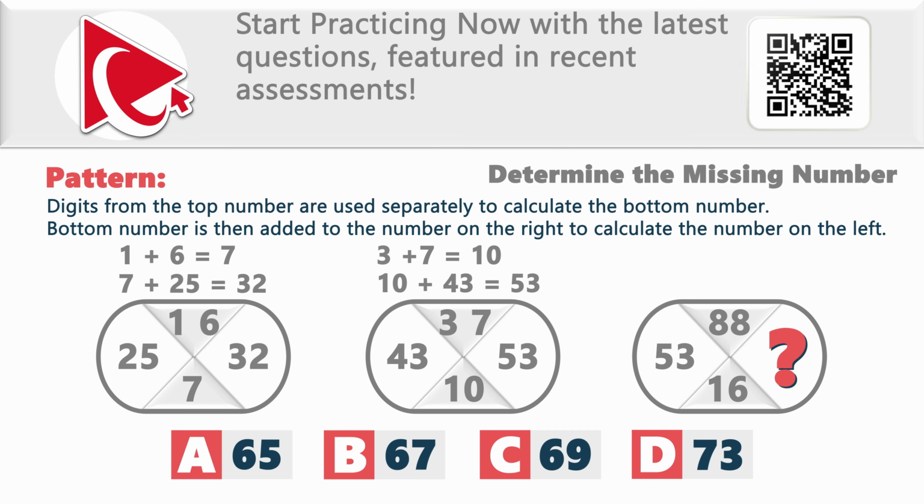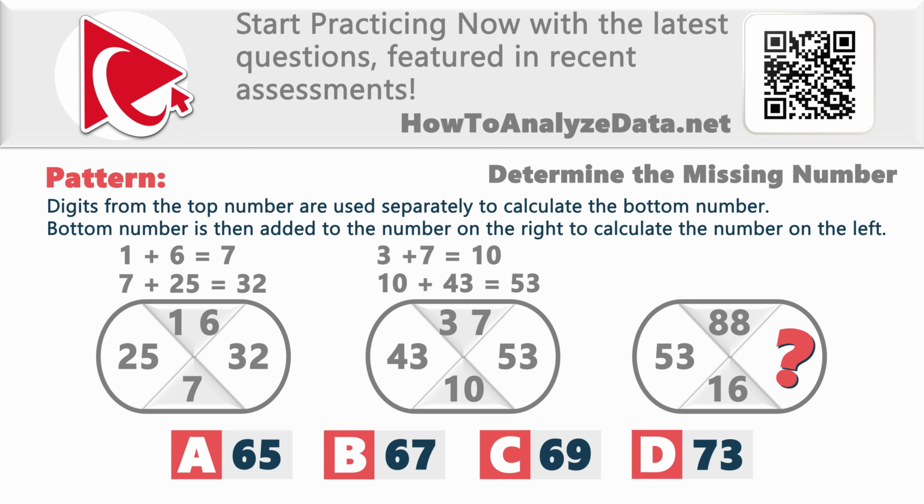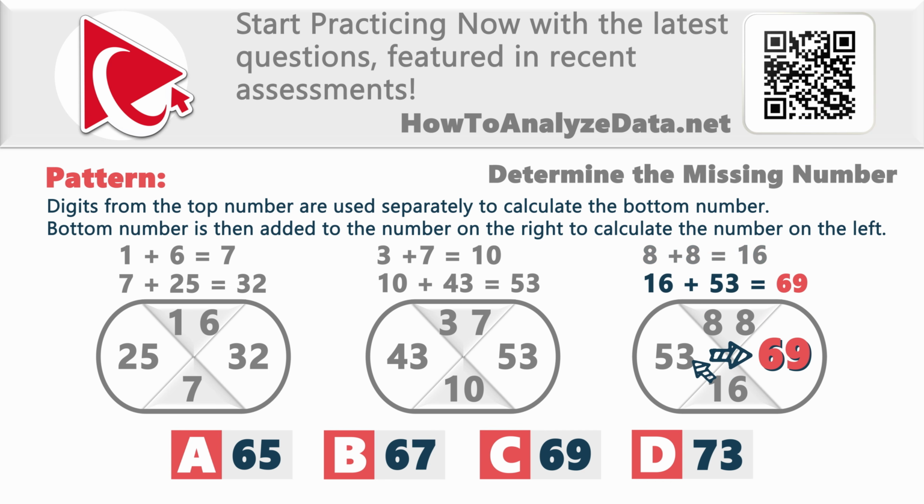And now is the moment of truth, the magic time to calculate the missing number. 8 plus 8 equals 16, and 16 plus 53 equals 69. So the correct answer here is choice C, 69.